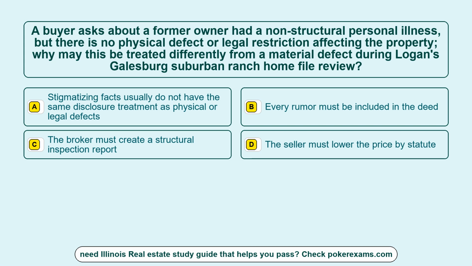Question 1. A buyer asks about a former owner who had a non-structural personal illness, but there is no physical defect or legal restriction affecting the property. Why may this be treated differently from a material defect during Logan's Galesburg Suburban Ranch home file review? Option A. Stigmatizing facts usually do not have the same disclosure treatment as physical or legal defects. Option B. Every rumor must be included in the deed. Option C. The broker must create a structural inspection report. Option D. The seller must lower the price by statute.